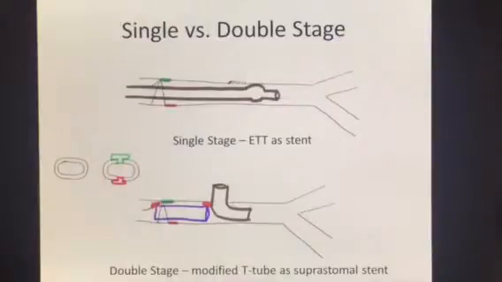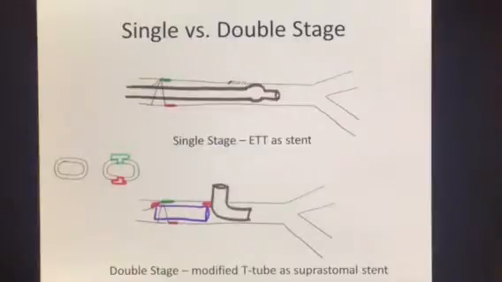A nasotracheal tube is used as a form of a stent to hold the grafts in place. The green is the anterior graft and the red is the posterior graft. This is necessary from anywhere from 3 days to 1 week, depending on whether an anterior graft, a posterior graft, or both grafts are used.